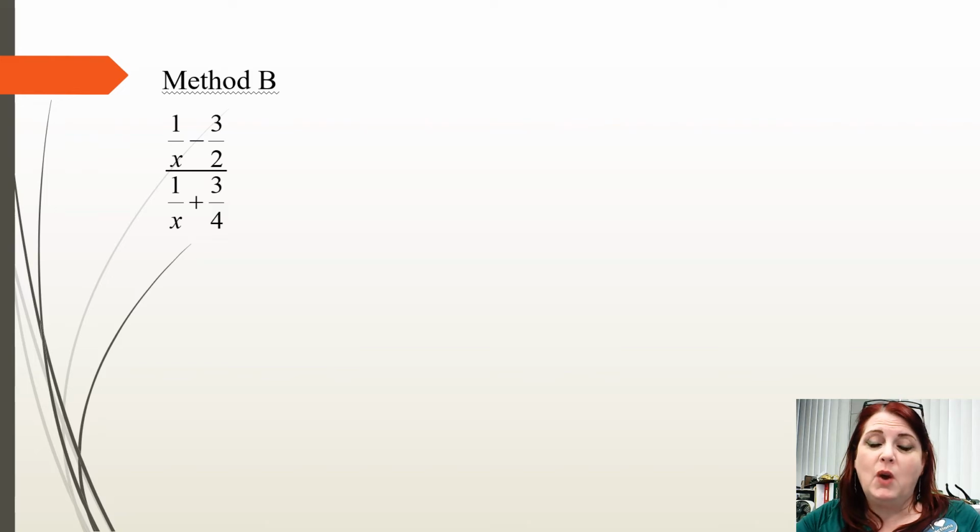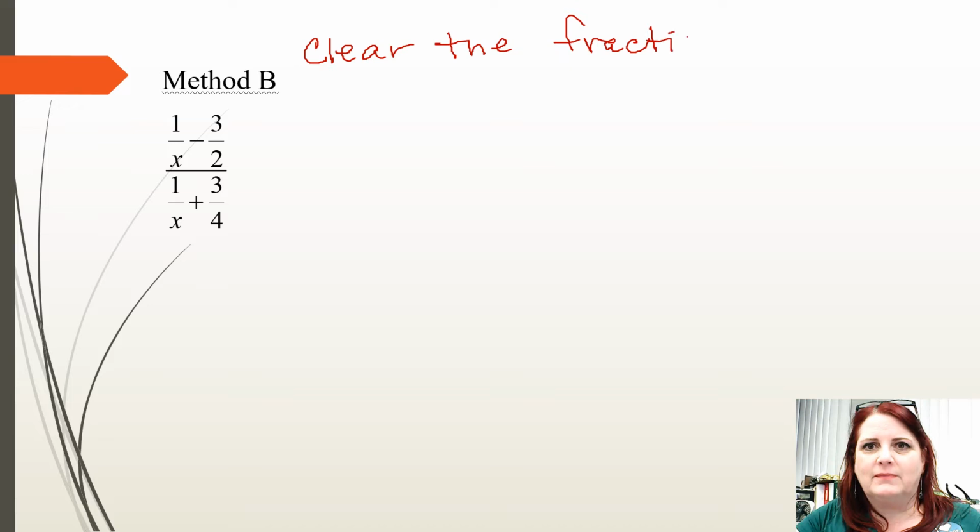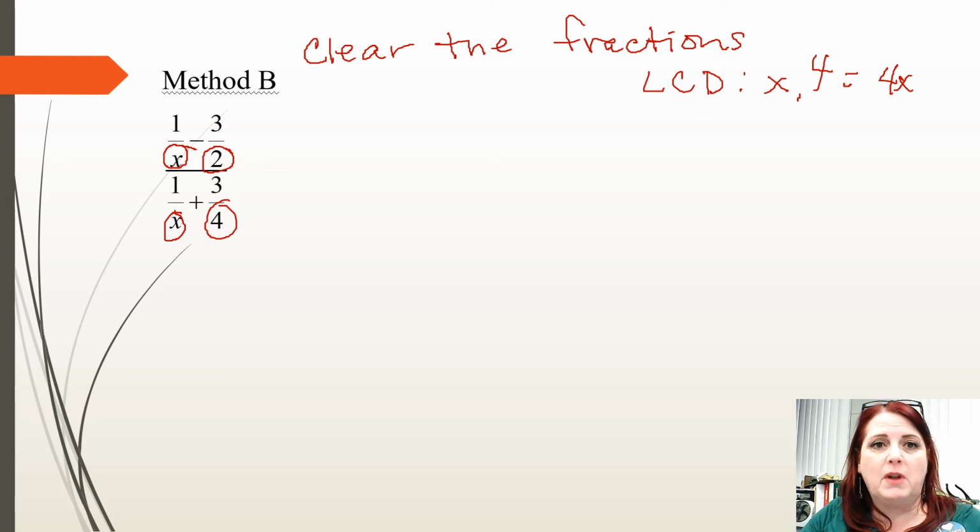In method B, what we're going to do is work with the whole thing at one time, and we're going to clear the fractions. So we're going to look for the least common denominator of all of these. We have an x and a 2 and a 4. The least common multiple of those is 4. We have an x, so the least common denominator is going to be 4x. And I'm going to multiply that on the top and the bottom of these fractions.